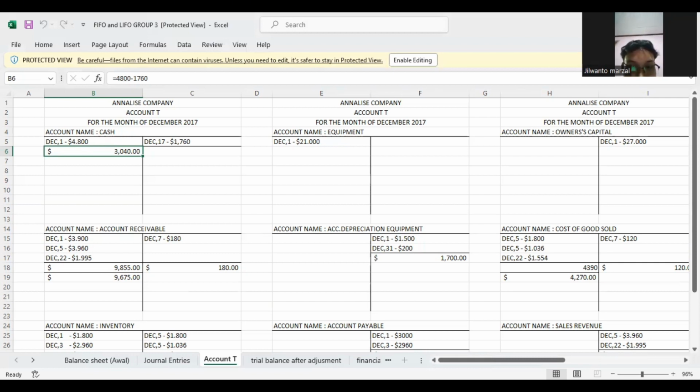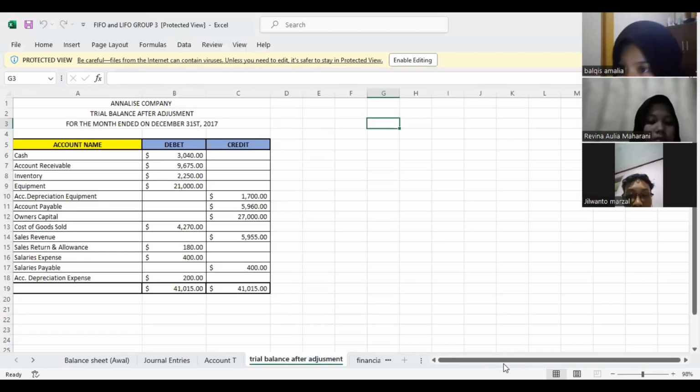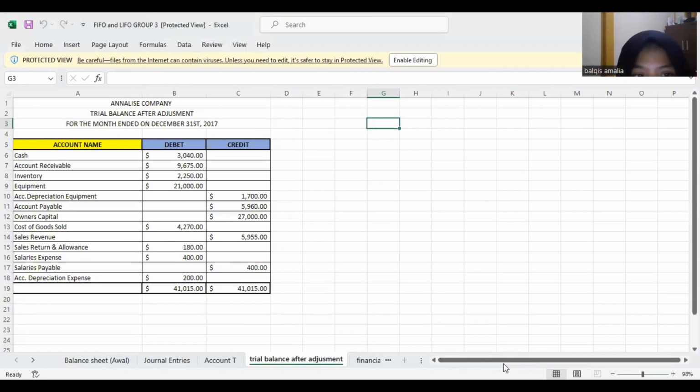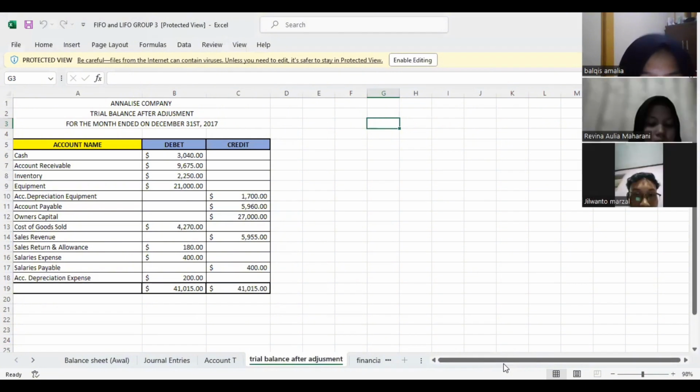Okay, so the trial balance after adjustment will be presented by Balqis. Balqis, the time is yours. The next topic will be explained by me, which is about the trial balance after adjustment for the company for the month ended on December 31st, 2017.